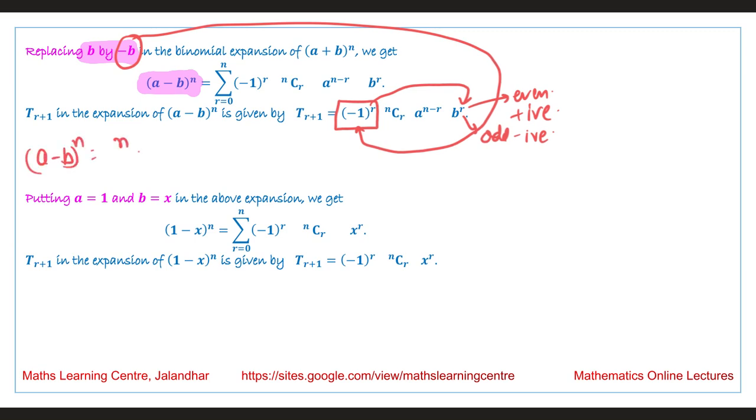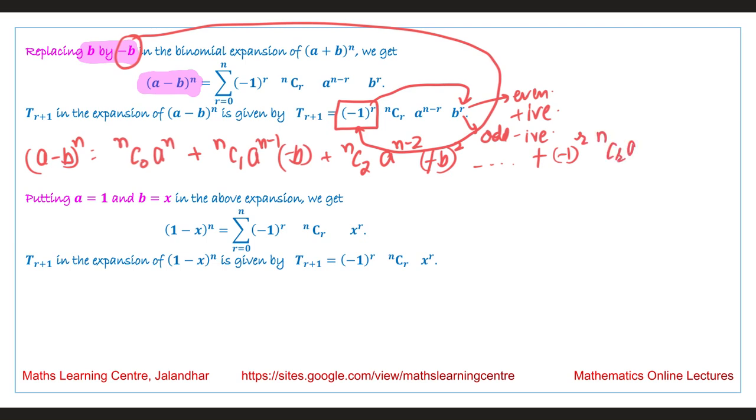So for (a minus b) raised to the power n, it is nC0 a raised to the power n plus nC1 a raised to the power n minus 1 into minus b. The next term is nC2 a raised to the power n minus 2 into (minus b) square. Minus b square means we will obtain b square, and likewise it will continue. The rth term is (minus 1) raised to the power r nCr a raised to the power n minus r b raised to the power r, and the last term is (minus 1) raised to the power n nCn b raised to the power n.